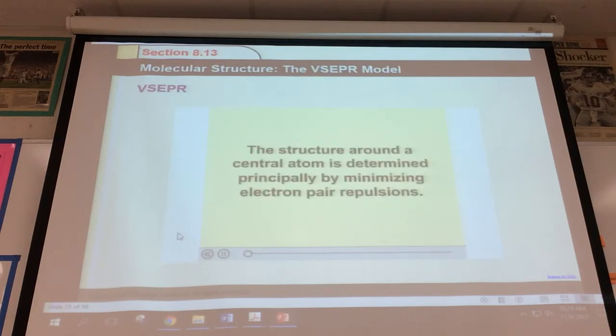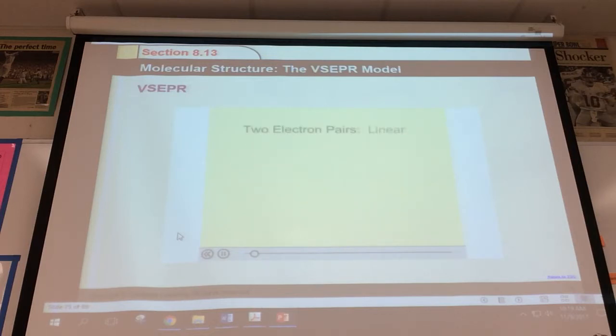The structure around a central atom is determined principally by minimizing electron pair repulsions. 2 bonding electron pairs around the central atom result in a linear structure. Carbon dioxide has a linear structure. The bond angle for a linear arrangement is 180 degrees.